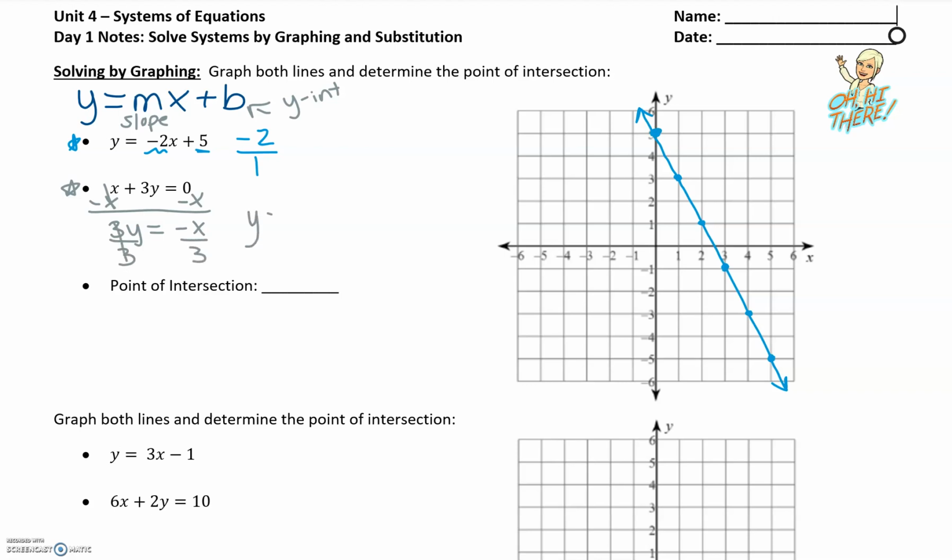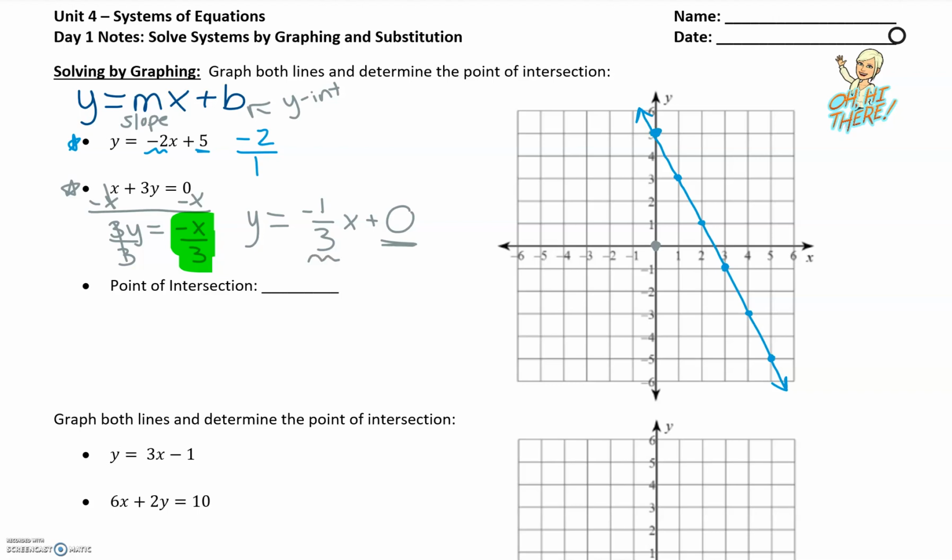So we have the equation y equals, and I'm going to separate this. That way the coefficient is separate from the variable. So the coefficient is negative 1/3 and the variable is x. Okay, I'm going to go ahead and write the plus 0 just so you guys can see the importance. This is the y-intercept. So that means my y-intercept needs to be here at 0, 0.